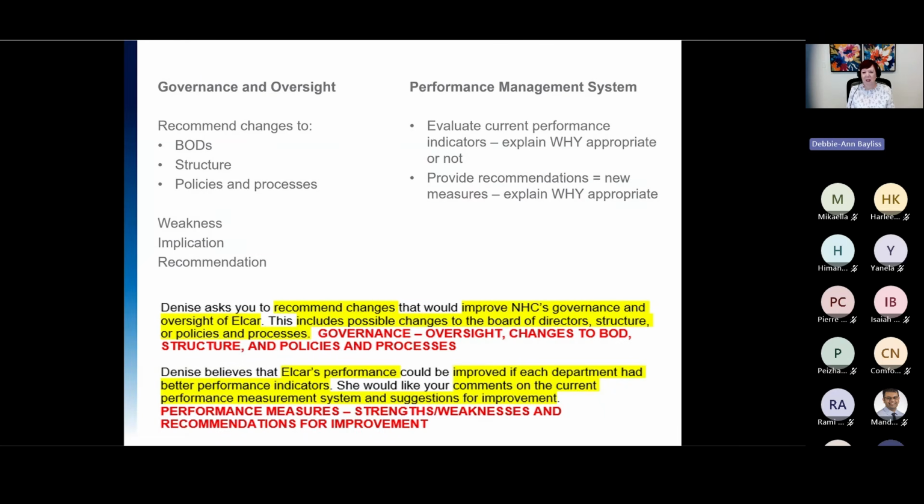For the performance management system, we need to evaluate the current performance indicators. So I'm again writing a note to myself. I need to explain why the current performance indicator is appropriate or not. They're also asking us to provide recommendations. So I need to provide new measurements and I need to explain why. This is my note to myself, explain why they are appropriate. Simply stating and providing recommendations, new measurements is not enough. The user needs to understand why those are appropriate.